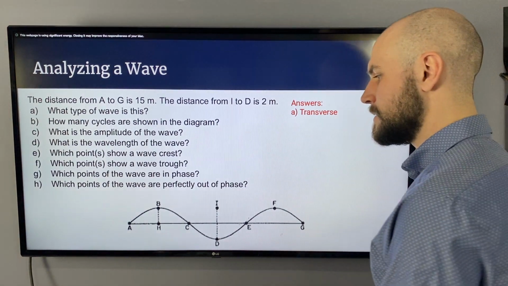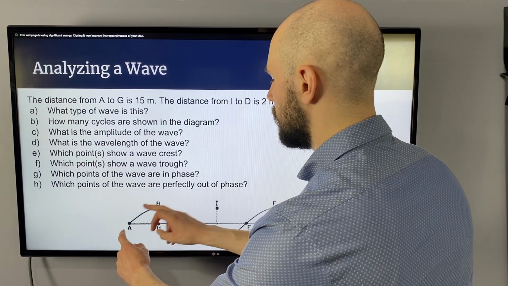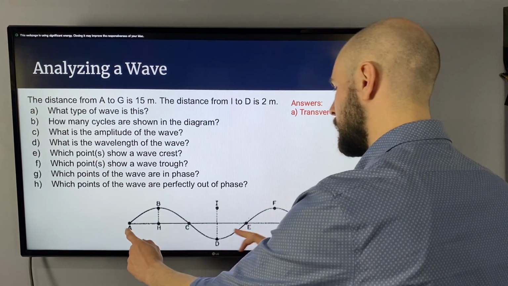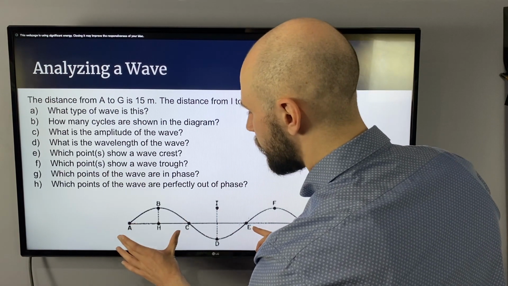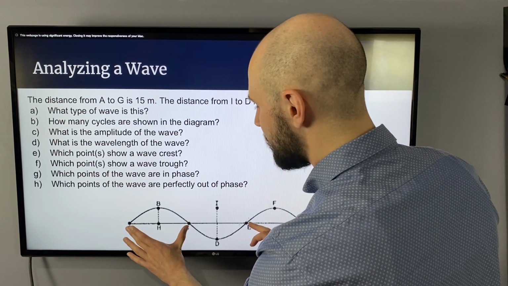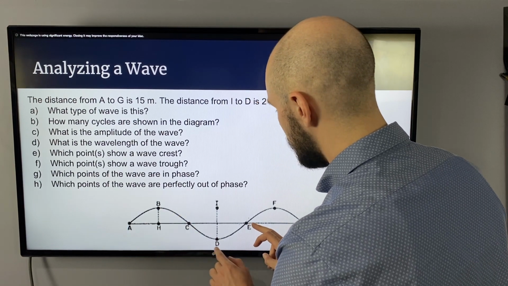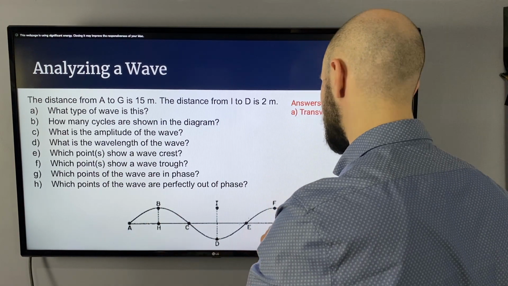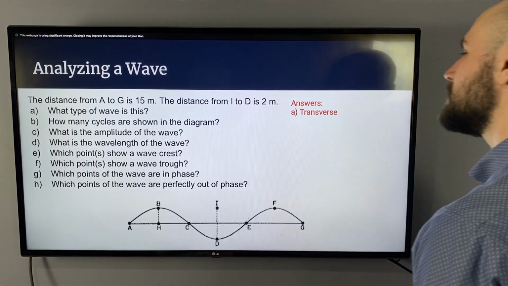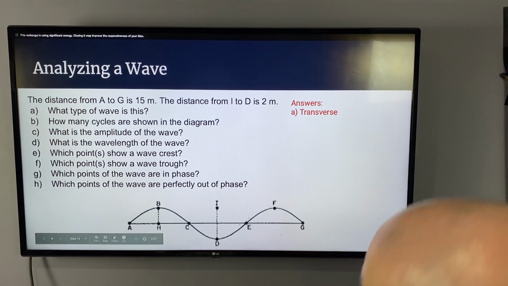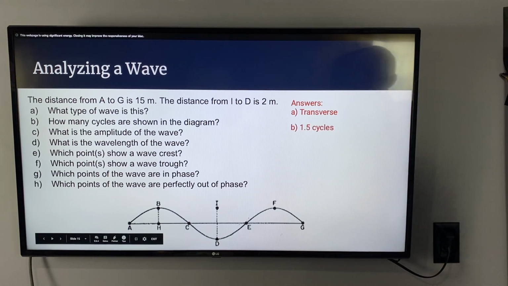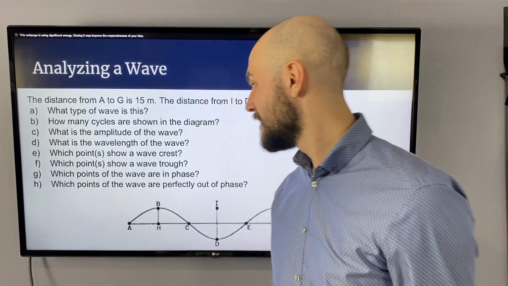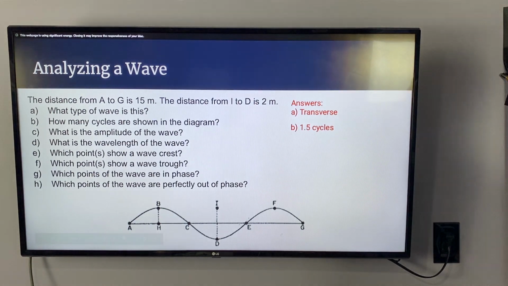Well, another way we could look at this, if I go from A to E, that's one cycle. But then we have this extra little hump here. And if we look, the hump from A to C is 1/2 of a wave cycle, right? Here's half, here's the other half. From A to G, we have one wave cycle and an extra hump. So the number of cycles that are shown in the diagram is 1.5 cycles. There are 1.5 wave cycles shown on this diagram. Okay.